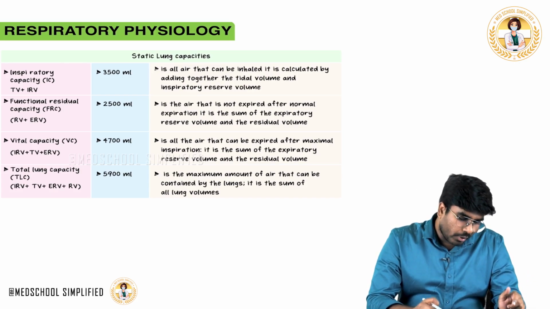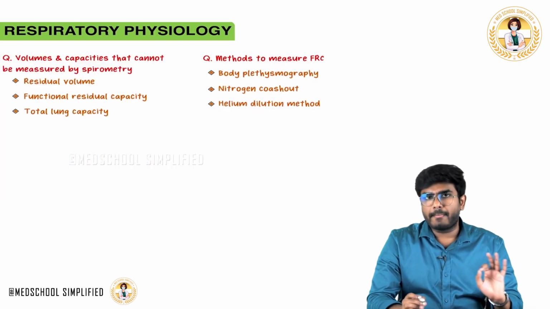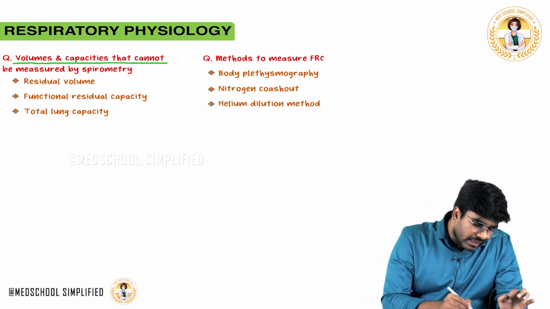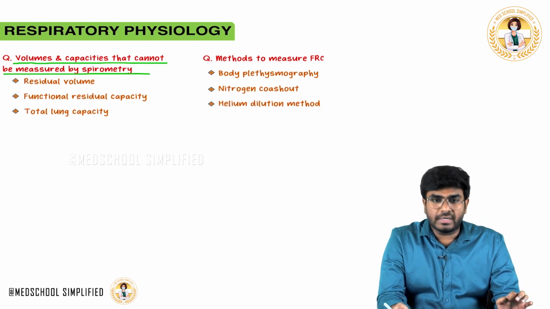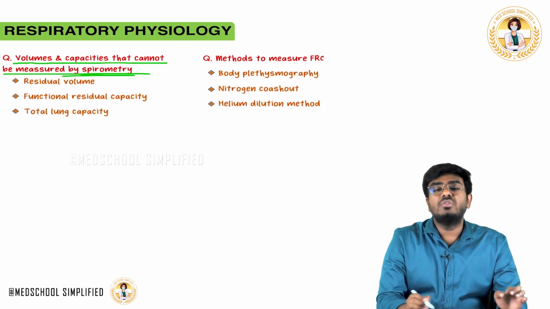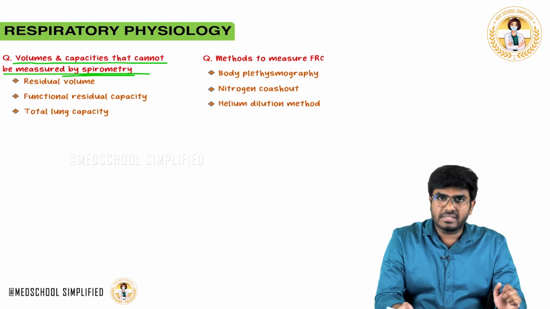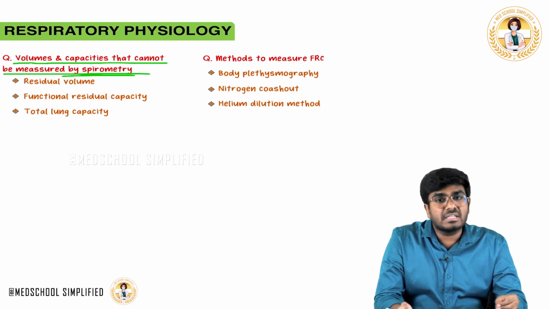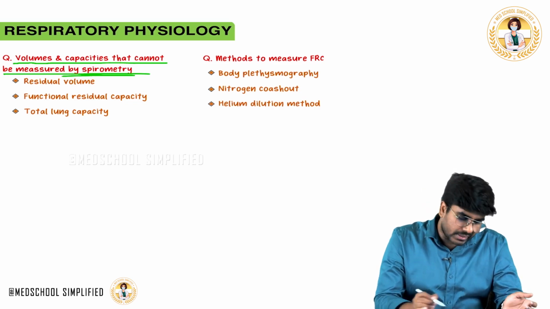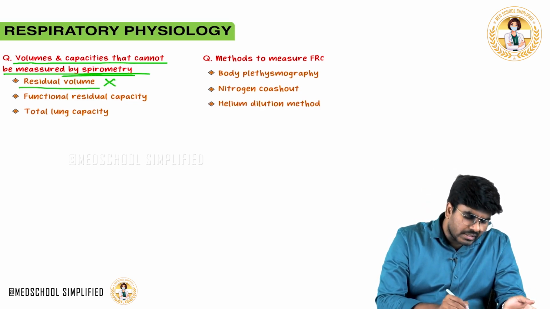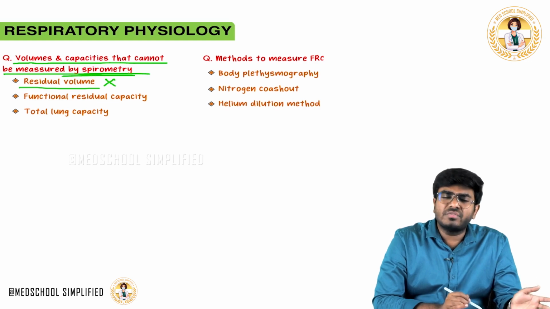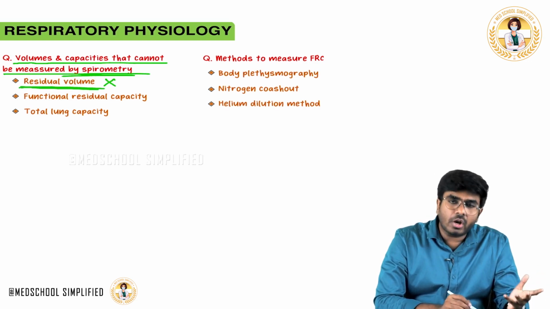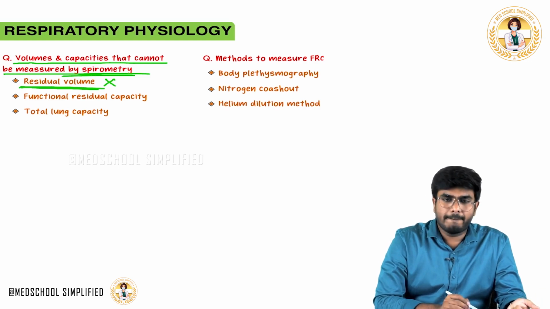Now, important points which I want you to know with your exams in mind: which volumes and capacities cannot be measured with spirometry? There is a study called spirometry, with which you can calculate the volumes and capacities. There are certain volumes which you cannot calculate, and certain capacities which you cannot calculate again. What are they, sir? See, residual volume, is it going to come out? It's not coming out. If it's not coming out, can you calculate it? No. So residual volume is something you are not able to calculate with spirometry.